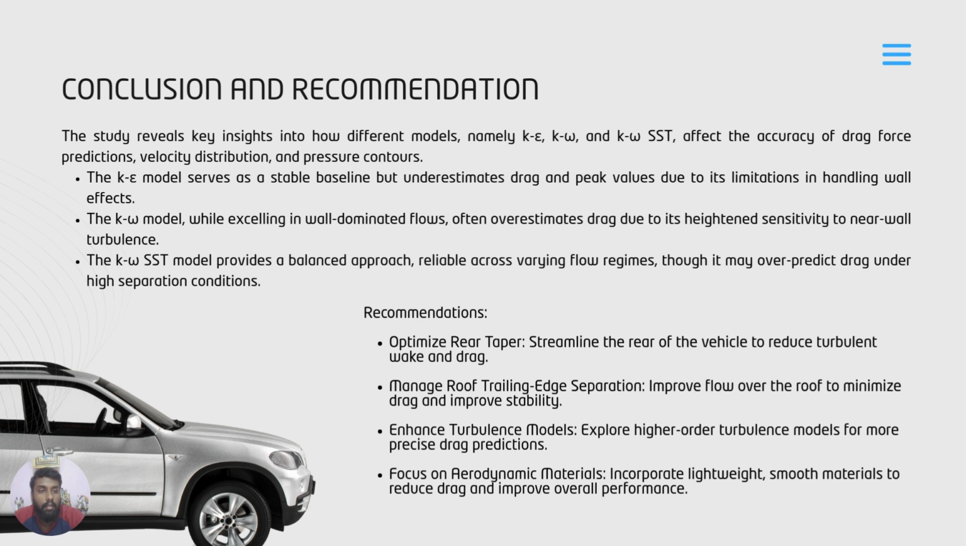And for the last part, we are here for the conclusion and recommendation. The conclusion of the study reveals key insight into how different models, namely KE, KW, and KWSST, affect the accuracy of drag force predictions, velocity distributions, and pressure contours. The KE model serves as a stable baseline but underestimates drag and peak values due to its limitation in handling wall effects. The KW model, while excelling in wall-dominated flows, often overestimates drag due to its heightened sensitivity to near-wall turbulence. The KWSST model provides a balanced approach, reliable across varying flow regimes, though it may overpredict drag under high separation conditions.